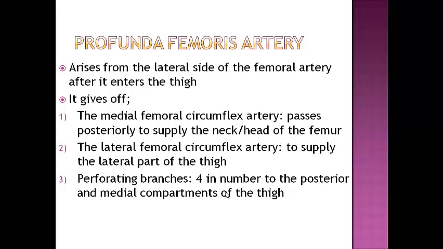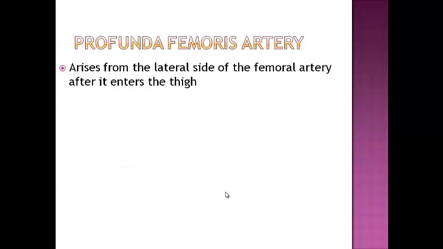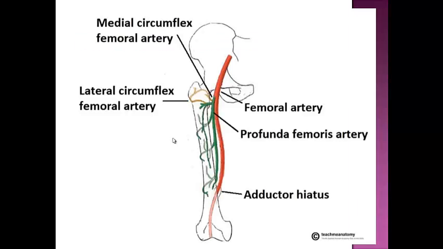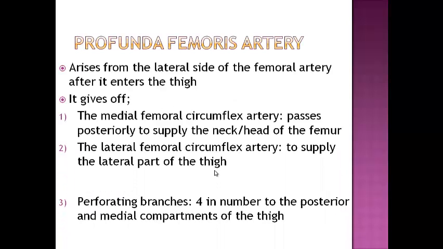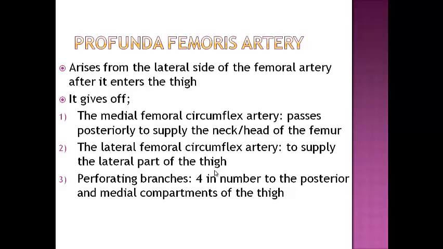It also gives off 4 perforating branches, which were the three. Let me just go back for you so you guys can see it. Okay, so these branches here, the ones that are coming out one after the other, those are the perforating branches, okay? It gives off perforating branches which are technically 3 in number, but we say 4. The first 3 are actual branches that come out of the profunda femoris, and then the 4th one is just a continuation of the artery itself.